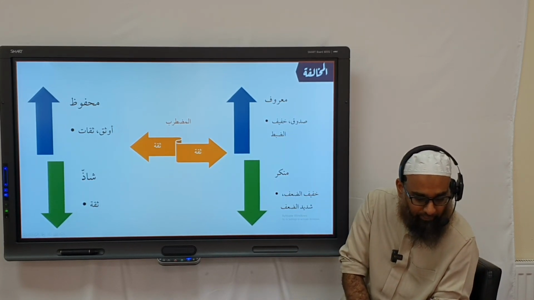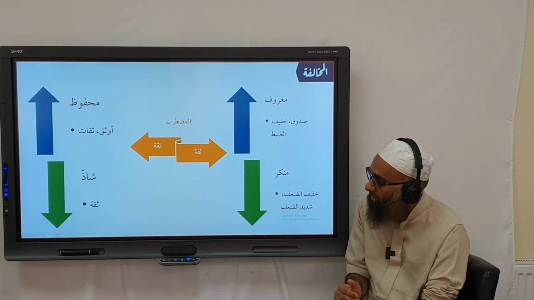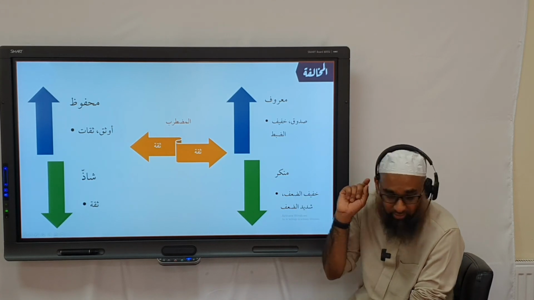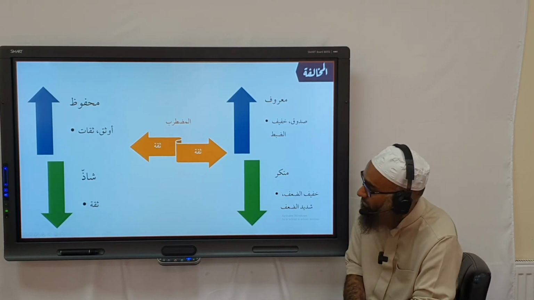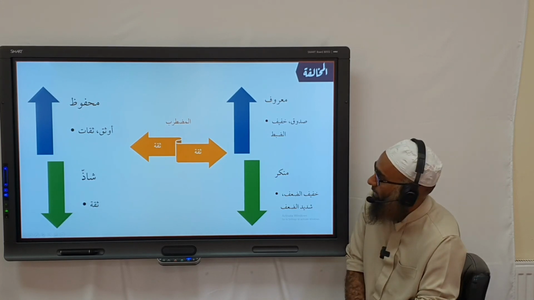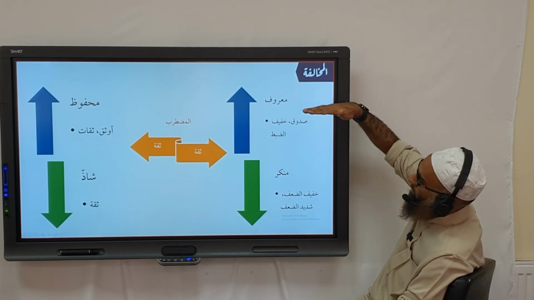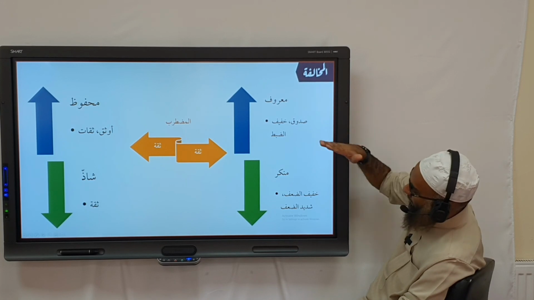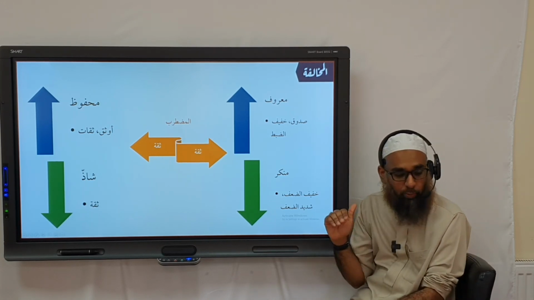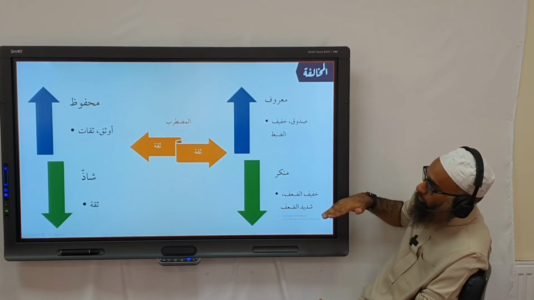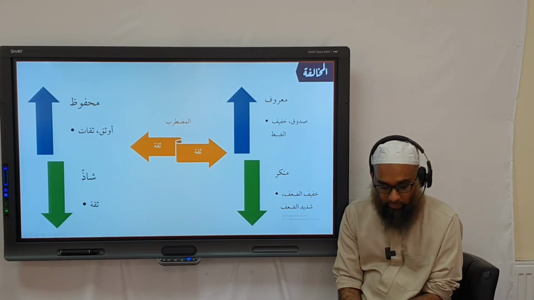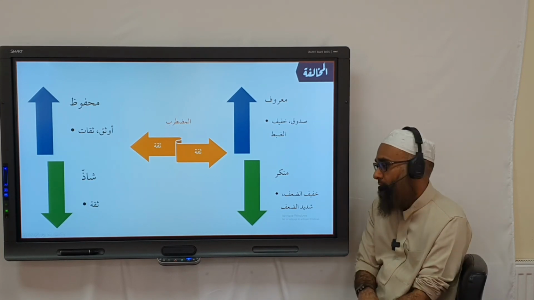Do you understand? The mahfuz is the narration of the awthaq, or the narration of the thiqat, compared to the shadh, which is only one thiqa by himself. Correct? And ma'ruf is when you have a saduq or a khafif al-dhabt, and his opposite is another khafif al-dhabt, somebody slightly weak or very weak. So you have a ma'ruf, and the other is called munkar. And if you can't come to a conclusion, then it becomes mustarib. Do you understand? So this is a summary.